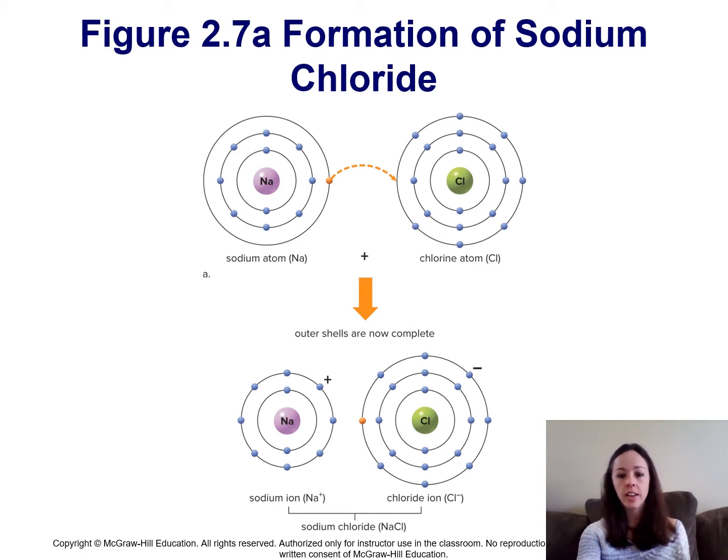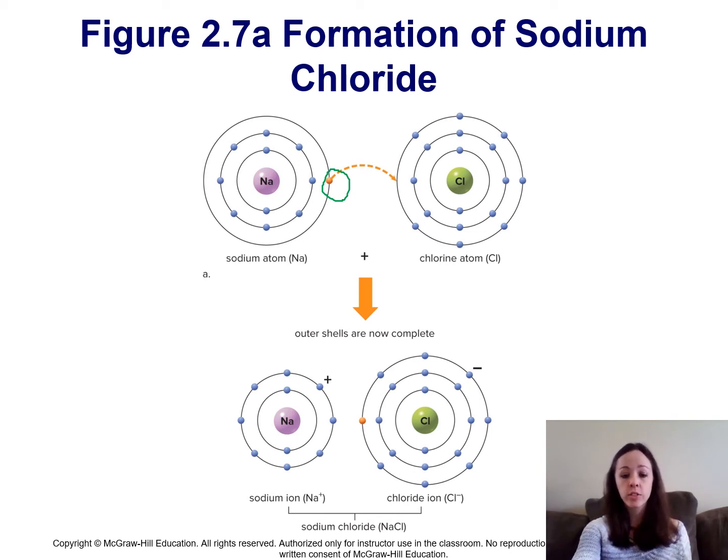So here you can see the chemical reaction that is happening between sodium and chlorine. Sodium only has 1 electron in its outer shell, and chlorine is going to have 7 electrons in its outer shell. Again, all any atom wants is to have a full outer shell so that it is stable.